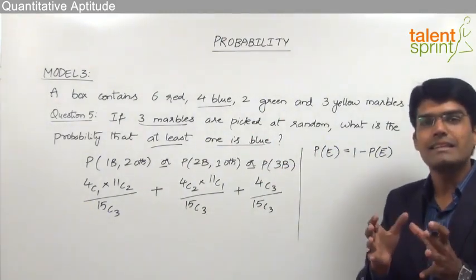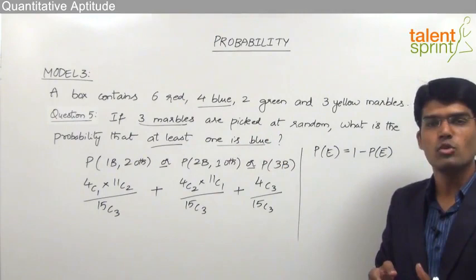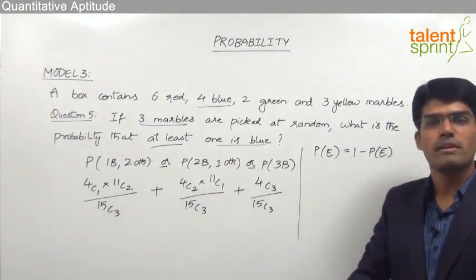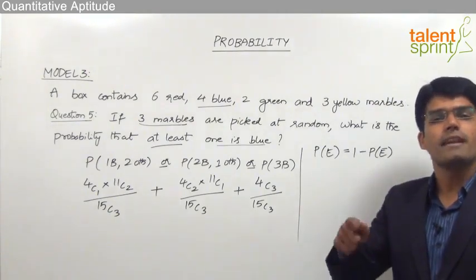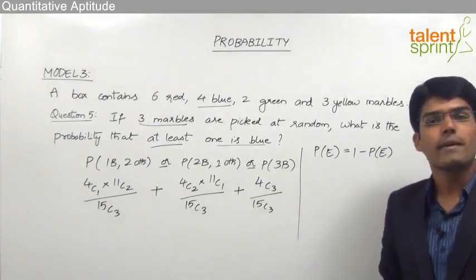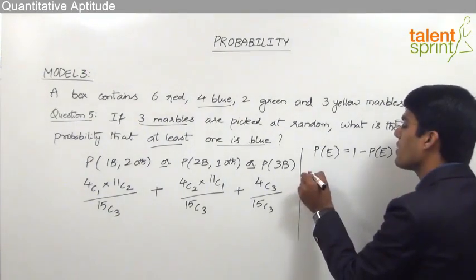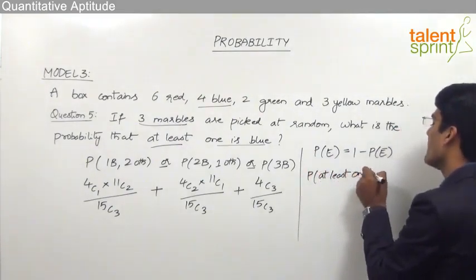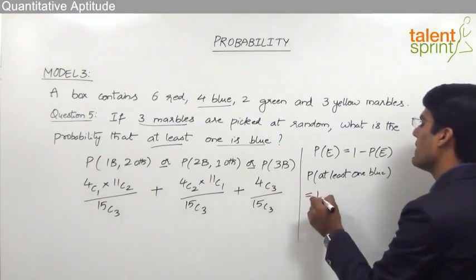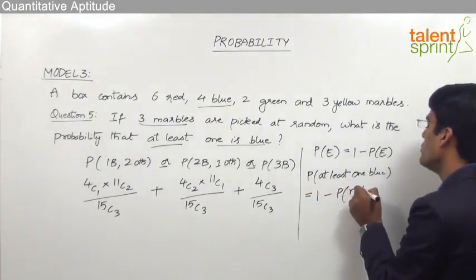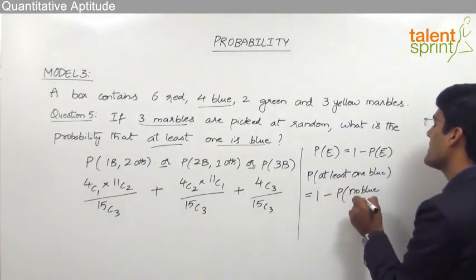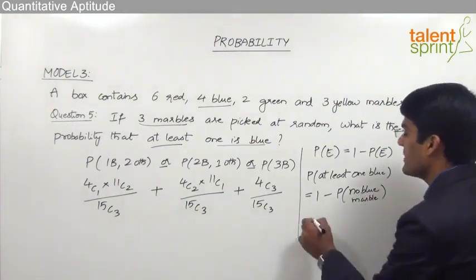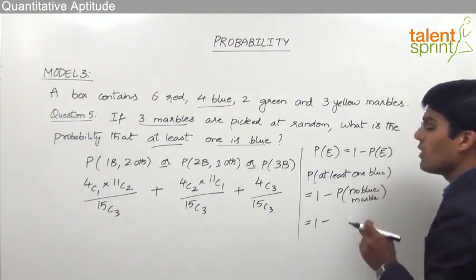Why? Because at least one means there should be one blue marble, or 2, or all the 3 have to be blue. So from the total probability, if we subtract the probability of getting no blue marble, then we get the required answer. That means out of the 3 marbles that we have selected, there should not be any blue marble. So the answer here can be taken as 1 minus the probability of no blue marble.